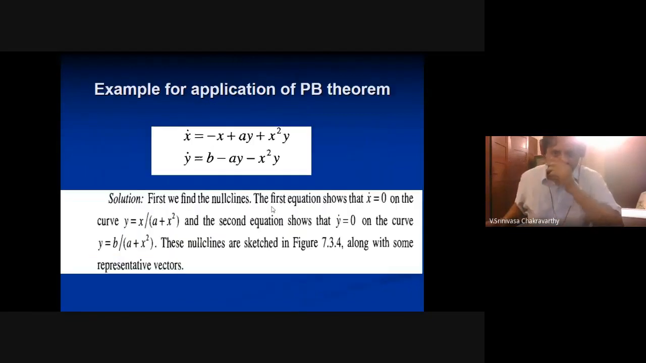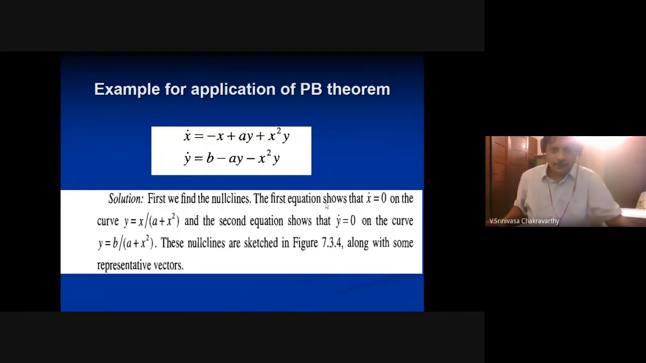All right. So let us do that for a more complicated case, which is nonlinear. I think it's also shown in Strogatz. I think it's a model of the glycolytic cycle. So it shows oscillations. The equations are given by x dot is equal to minus x plus ay plus x squared y, and y dot is equal to b minus ay minus x squared y. So x and y represent concentrations of two chemicals, therefore both are positive. And a and b are also positive.